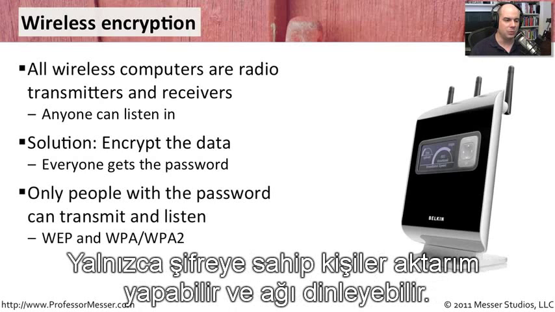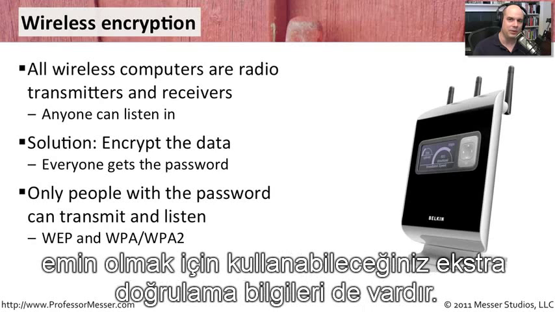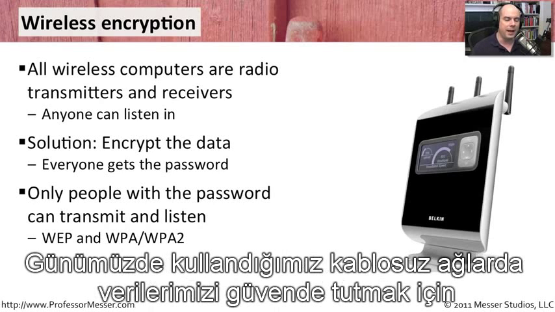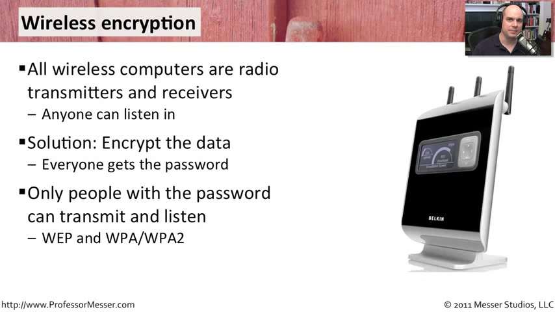Now, people with the password then can transmit and listen. There are methods to set up additional authentication methods over wireless networks to make sure that people inside of your network have the proper credentials to be able to do that. We're going to talk about how WEP can be used and how WPA and WPA2 are used to help protect data on the wireless networks that we use today.